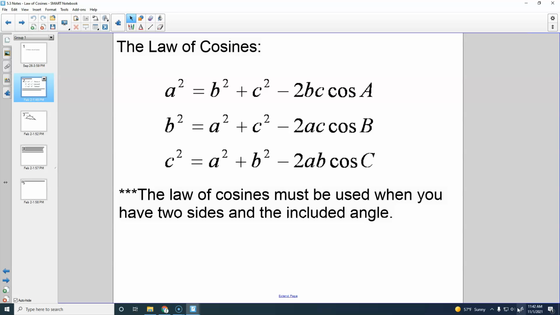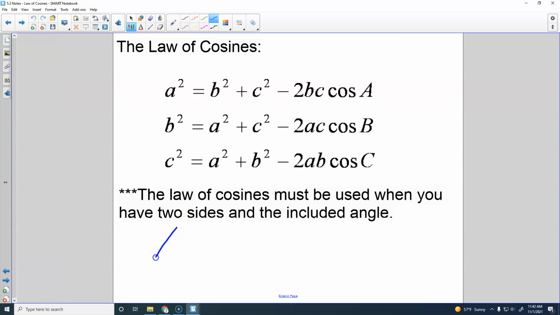So for you to use law of cosines, you're going to have one of two types of triangles. It's got to be used whenever you have two sides and the included angle. So that would look like this. You would know maybe this side and this side, and you would know the angle in between them. The other time that I did not list here, but also is the case, if you know all three of the sides, you also have to use law of cosines.